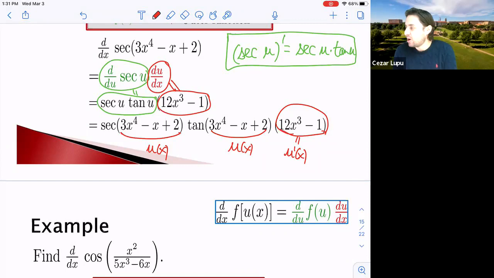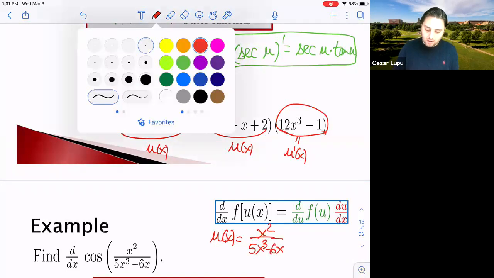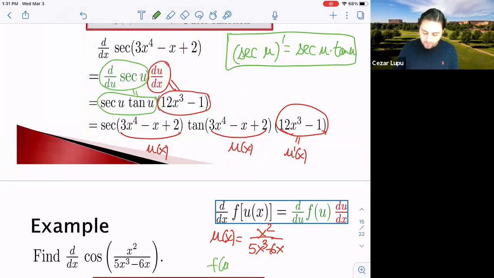All right, let's see. Which one is the inner function? Which one is the outer function? So u of x is what? So let's see, Jasper here, the inner is exactly. The inner will be x squared over 5x cubed minus 6x. And f of u, the outer function, will be cosine of u, correct.